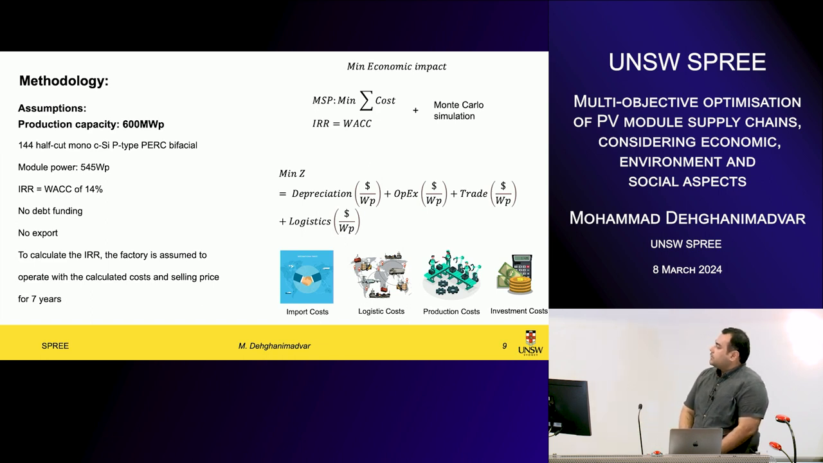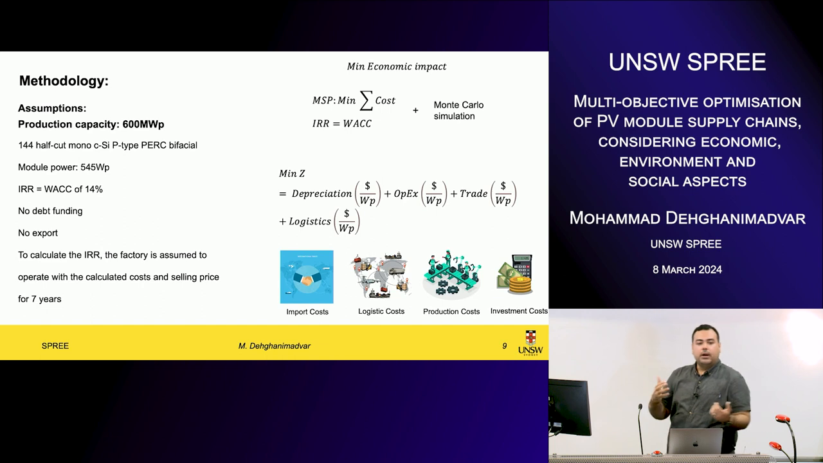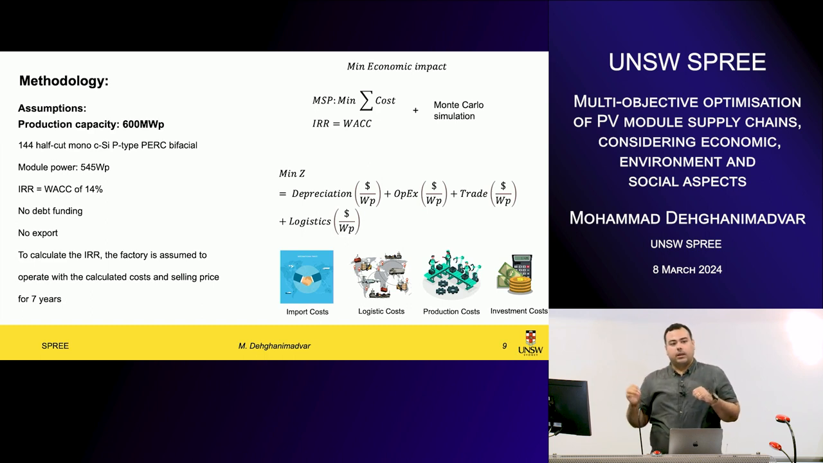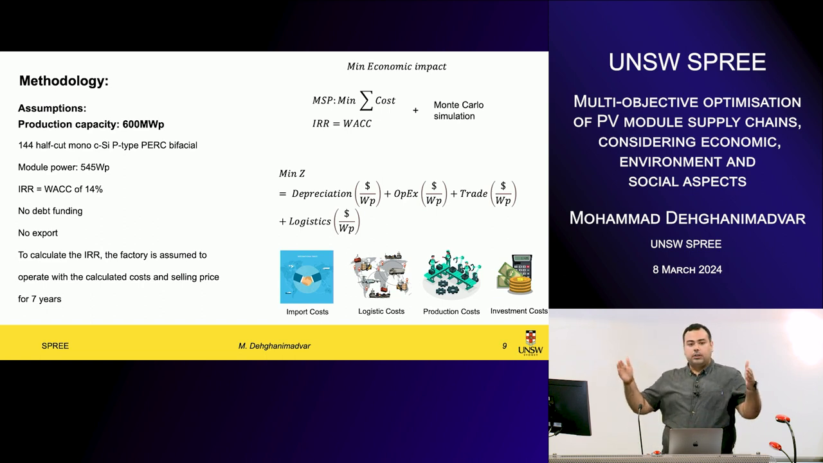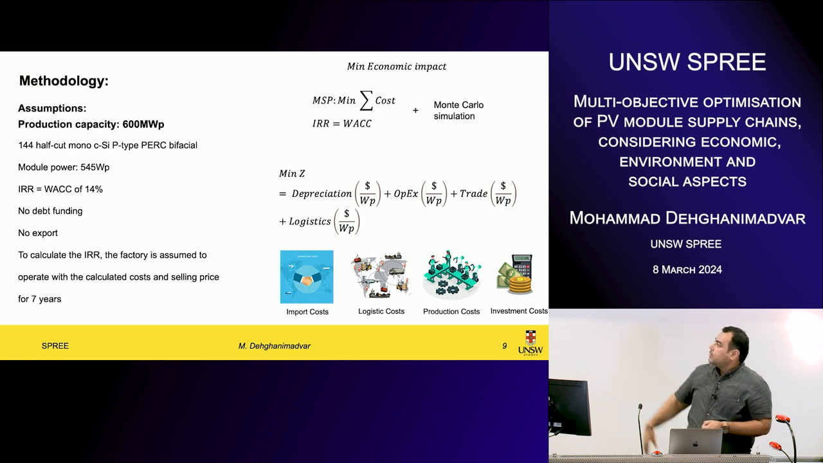Then the second challenge was data availability and uncertainty in the data. The cost data is really hard to find, really accurate data, or it is not available at all. So what I did, I added Monte Carlo simulation to the economic optimization and built a stochastic model targeting four cost categories. First, the initial investment to make modules, then how much we need to produce modules, how much we need for logistics cost, and what is the trade cost between them. And you can see some of the assumptions.